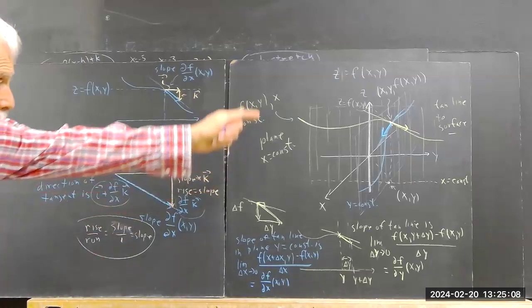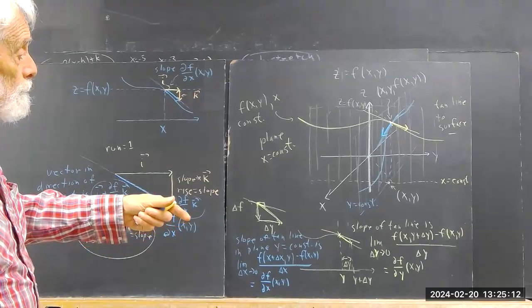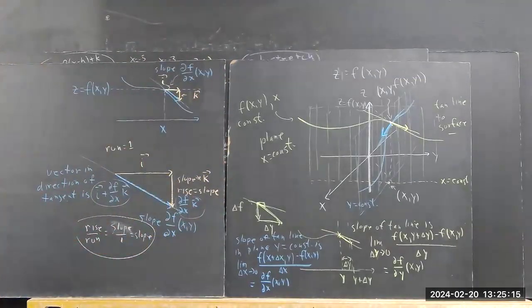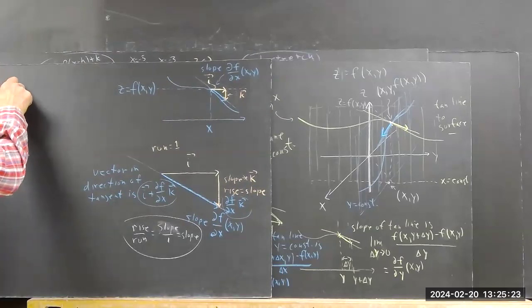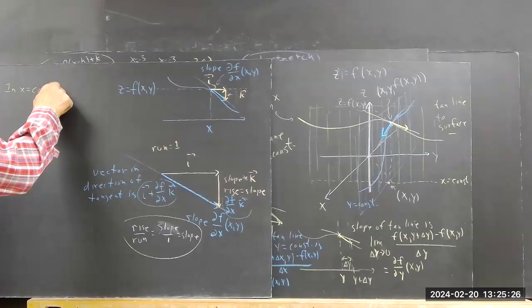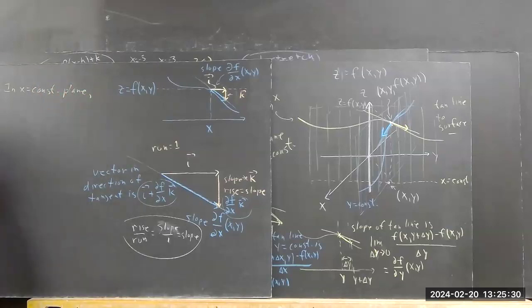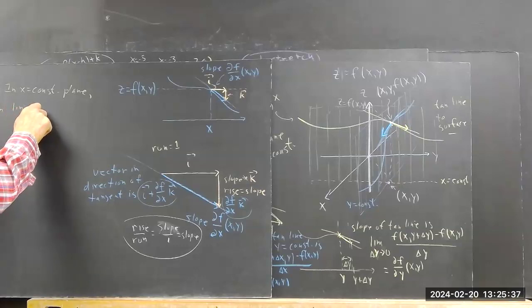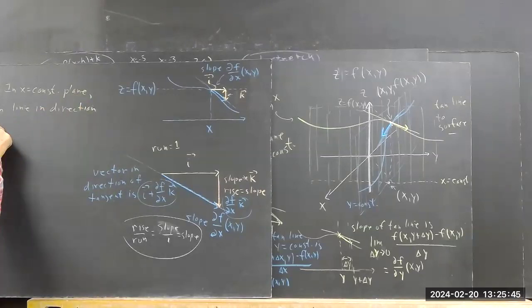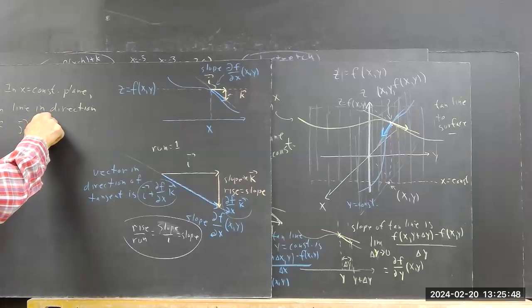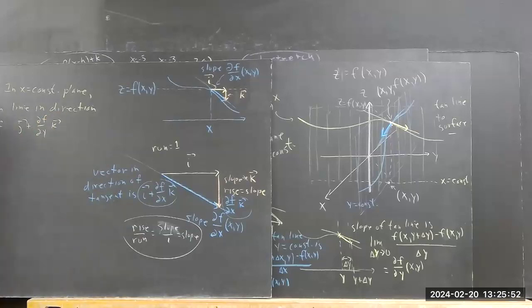Now, if we do the analogous thing in the X equals constant plane, then the tangent vector is in the direction of J plus the partial with respect to Y times K. Okay.